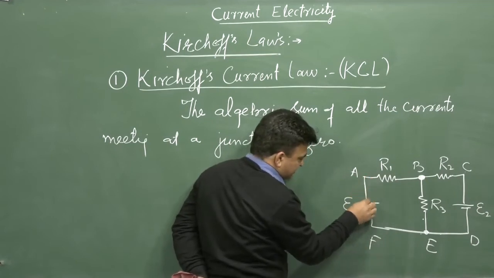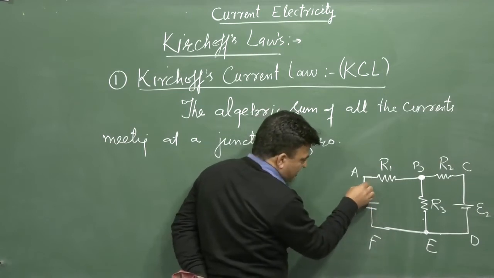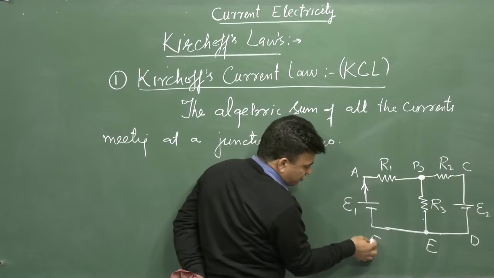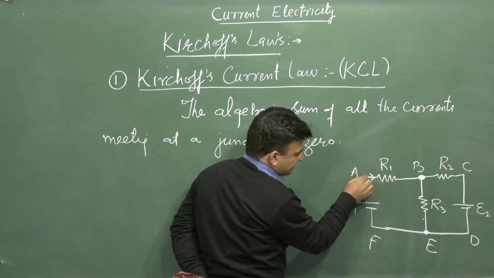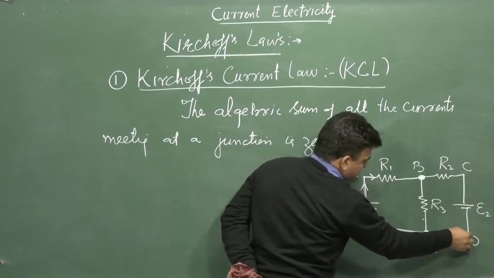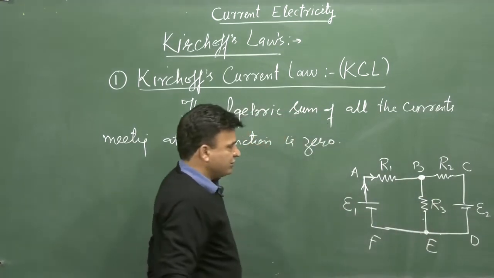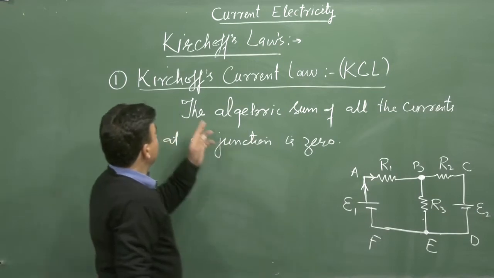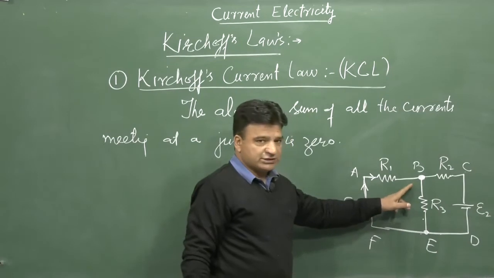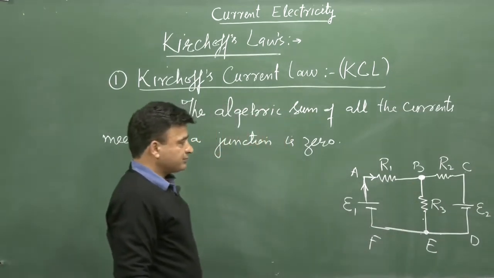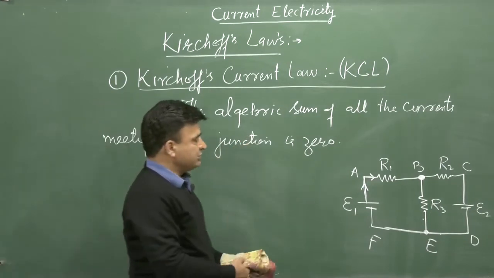This is not the junction. Here at point A, current will move from F to A and then from A to B. There is no change in it, so this is not the junction. C is also not the junction, D is also not the junction, F is also not the junction. It is B and E in this circuit which we are calling the junction. So, Kirchhoff's current law is only applicable to junctions, where the algebraic sum of currents meeting is equal to 0.